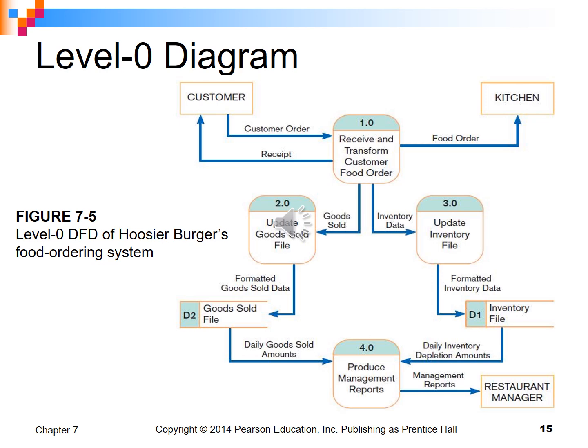Let's look at the level 0 diagram of the food ordering system. Let's first look at the customer, the kitchen, and the restaurant manager. Those are represented as squares, because it looks like a rectangle, but they are squares. Those are the same external entities that were in the context diagram. What is the balancing? Now we're going to see.